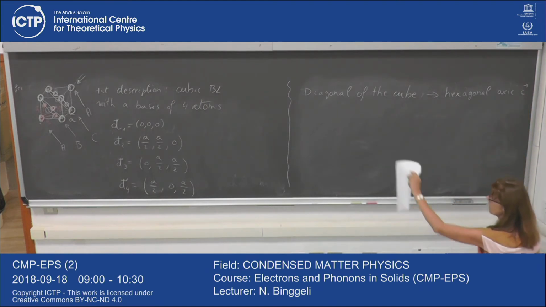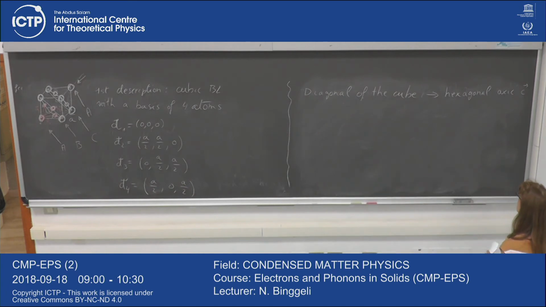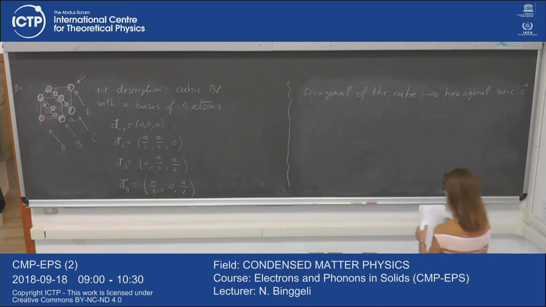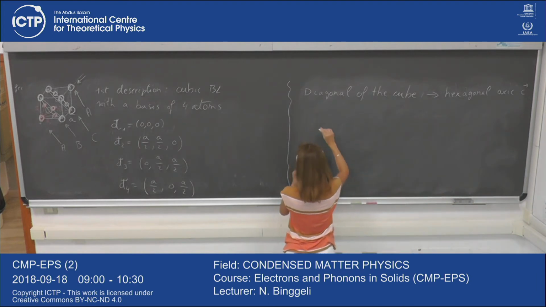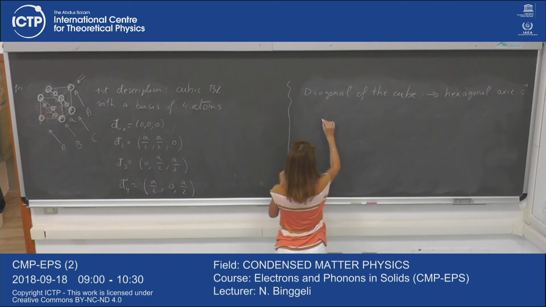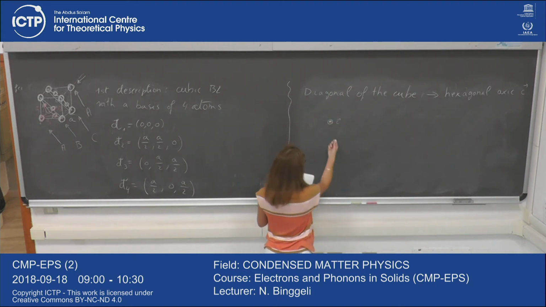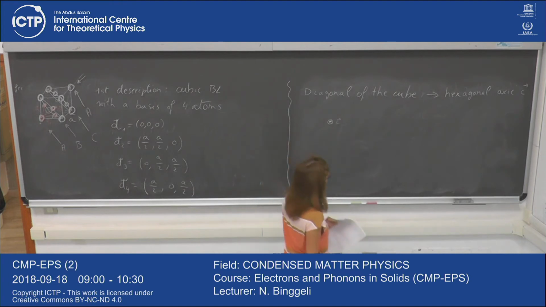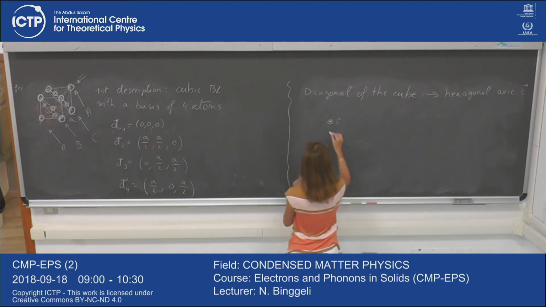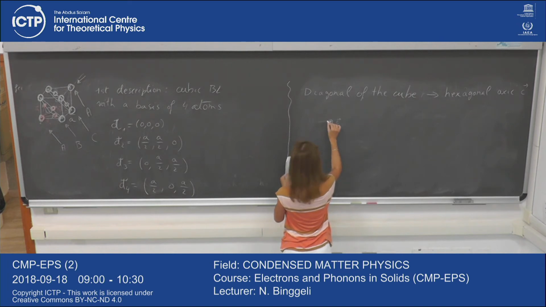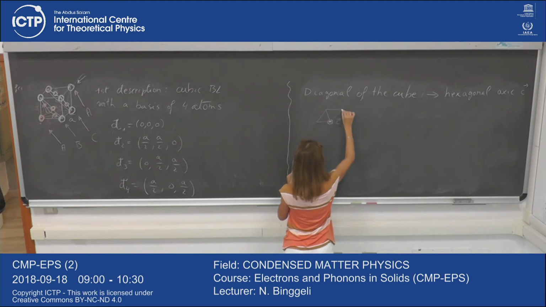So along the diagonal of the cube, which I call the C-axis, one would see triangular lattices. So these points would correspond to the A points, and the vector perpendicular to the blackboard would be the C-axis. So I would have a triangular lattice like this.